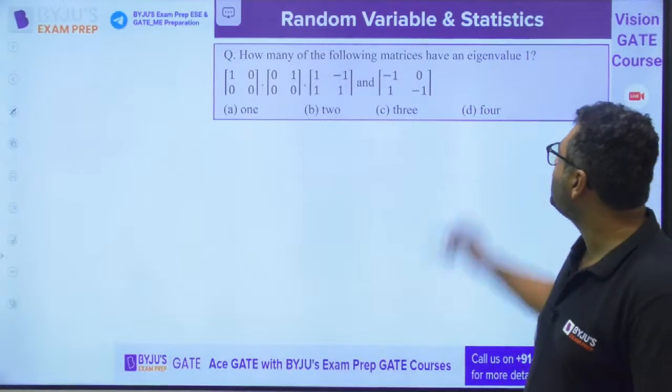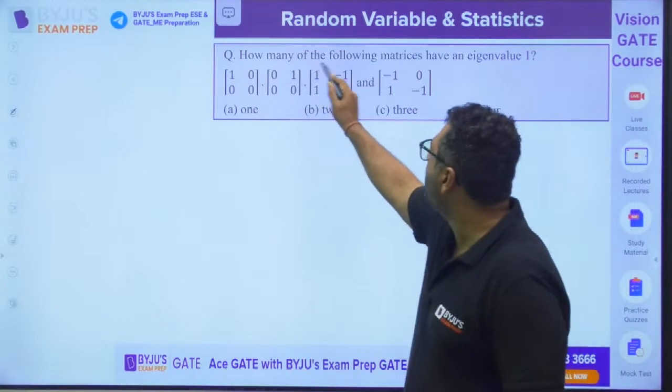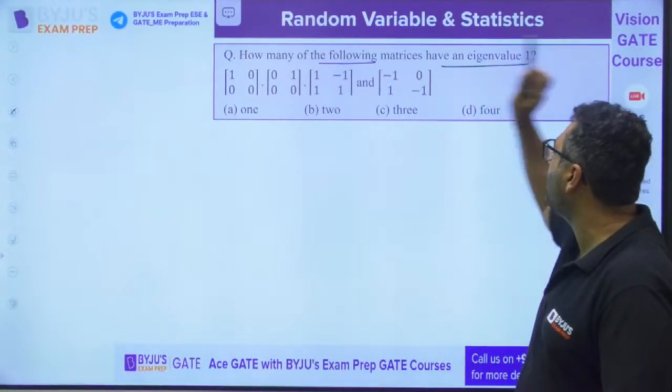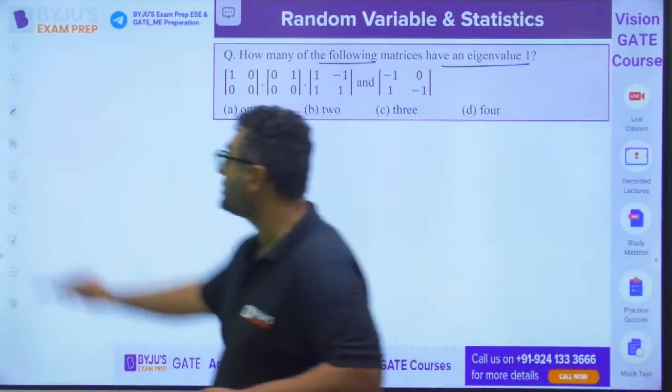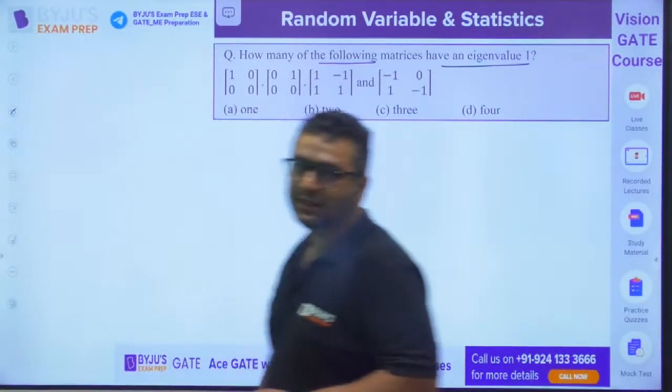Okay, this is a good question. How many of the following matrices have an eigenvalue of 1? This is a PYQ of the computer science branch. You can use this for revision.